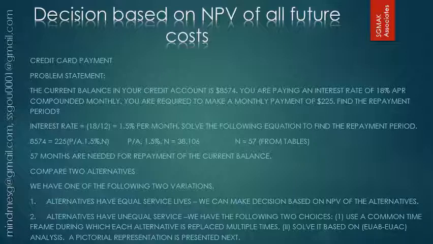Now, as a general rule for comparing two alternatives, we have the following two variations. If alternatives have equal service lives, then we make the decision based on the net present value of the alternatives. If you have unequal service lives, then you have two choices. Either you use a common time frame during which each alternative is replaced multiple times, or you solve based on an equivalent annual benefit minus equivalent annual cost basis. We give a pictorial representation next.